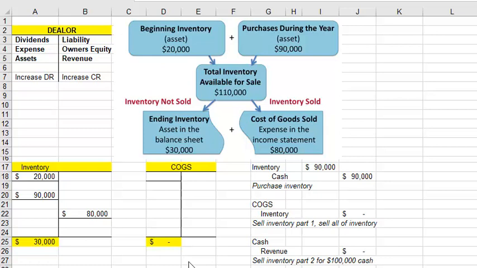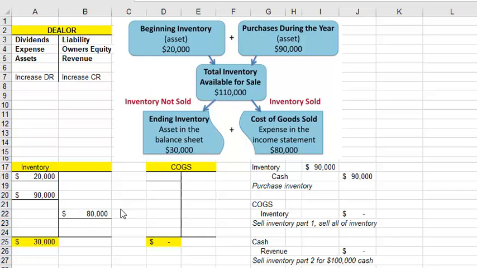Let's walk through these journal entries. Let's say we're going to do a sale where we're going to sell all $80,000 to one customer. The customer is going to pay us $100,000 in cash. Unlike our previous entries in the beginning of the book, where we're doing service revenue, here we're going to have two pieces or two journal entries that are going to make up this transaction. So we've got two things happening.